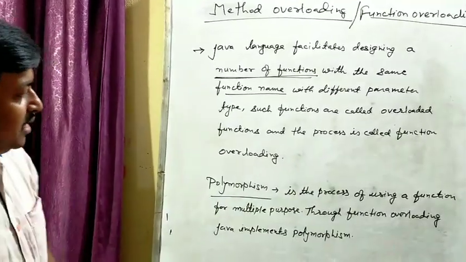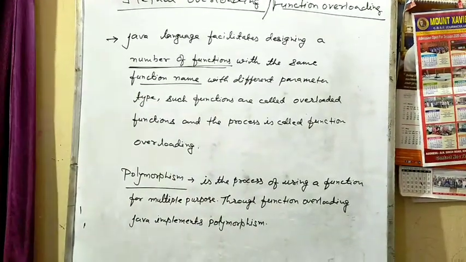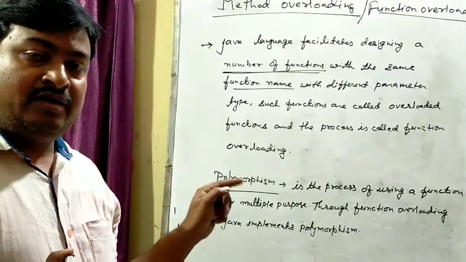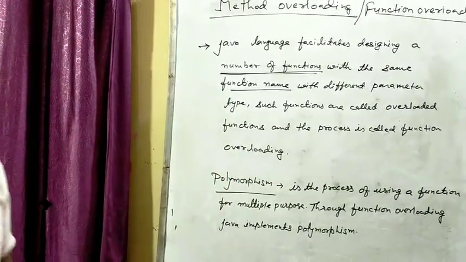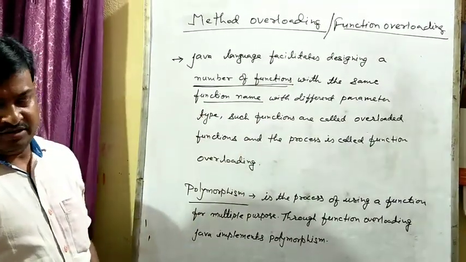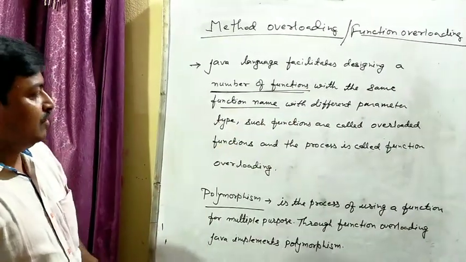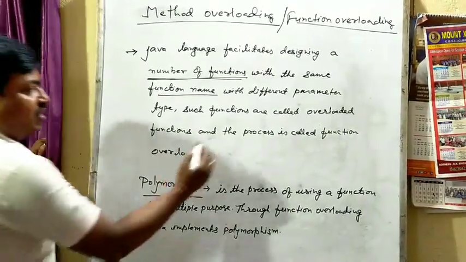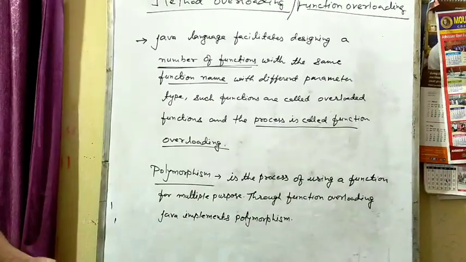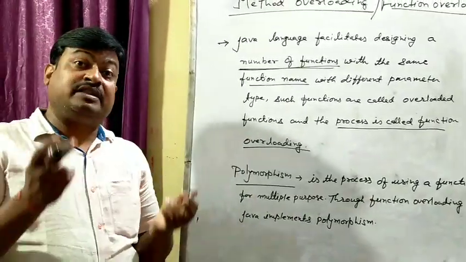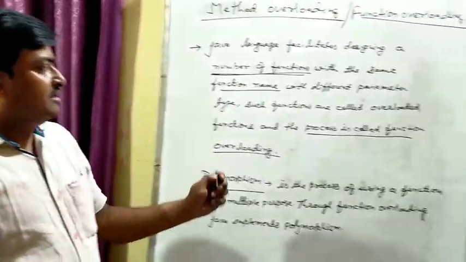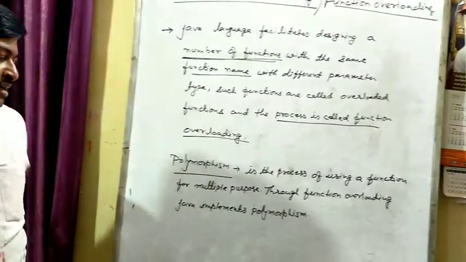type. Students, this means in Java we can create or define more than one function with the same function name, but different parameter types. Such functions are called overloaded functions, and the process is called function overloading. The process in which we create more than one function with the same function name and with different parameter types is called function overloading.